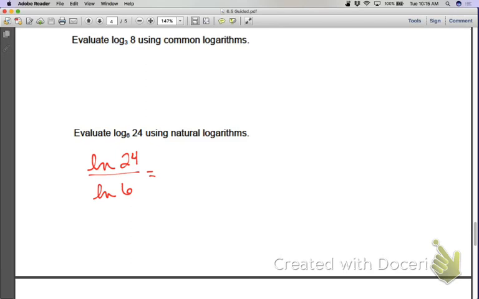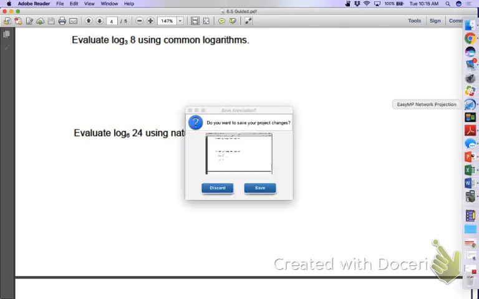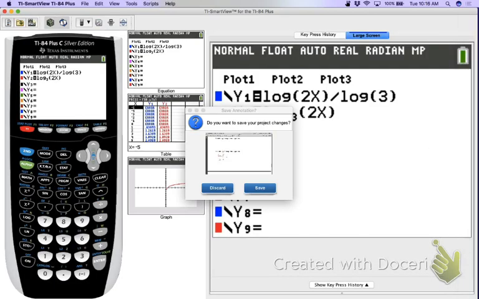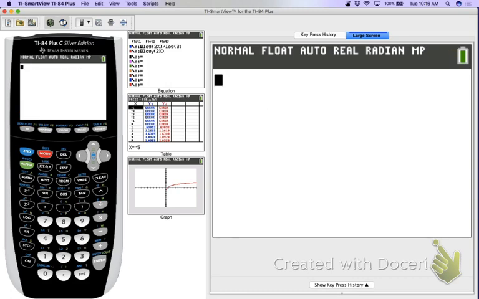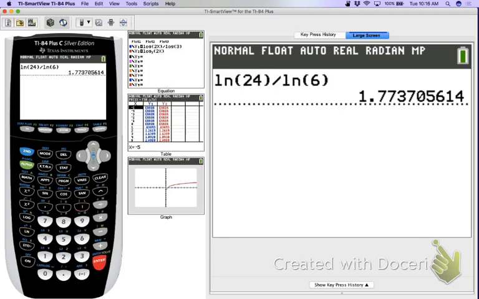I still have to go to my calculator, and the only thing different here is everybody's got to use the same form. Okay? It's not like I can do log base 6 of 24. If we go here, I can do it really any of the 3 ways. I can have the natural log of 24, closing the parenthesis, and divide it by the natural log of 6, and get 1.7737 and all that.